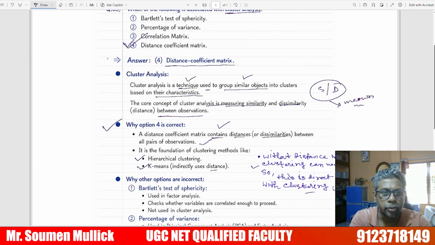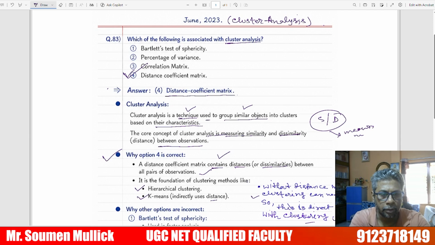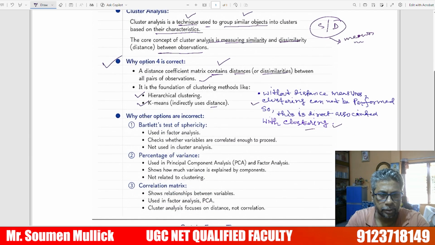Now we are going to analyze the other 3 options. Why are the other options incorrect? This is a very important area. We have to understand why other options are incorrect. Number 1, Bartlett test of sphericity is used in factor analysis to check whether variables are correlated enough to proceed, and it is not used in cluster analysis.